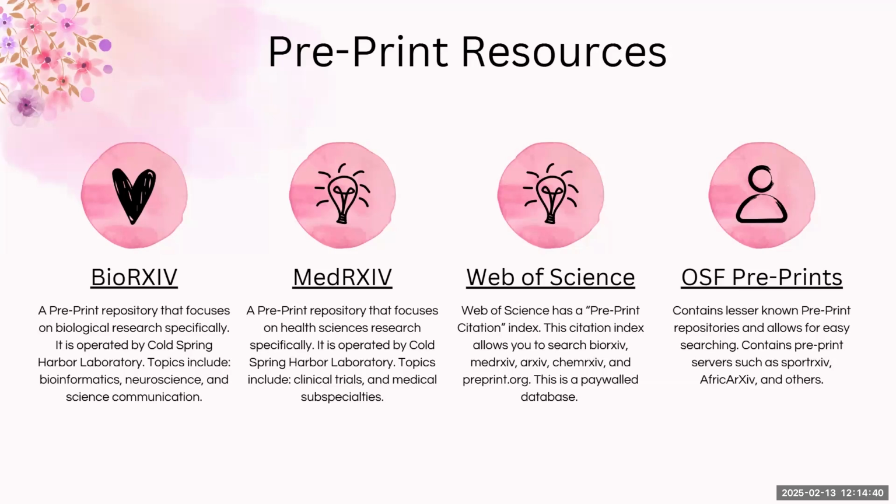And then the last resource I'm going to show you all today is OSF preprints. So this is Open Science Framework preprints. It contains lesser known or lesser utilized preprint repositories, some international preprints as well. So this is once again really important for getting that Western bias out of your research. So this contains preprint servers such as SportRxiv, AfricArXiv, and others.